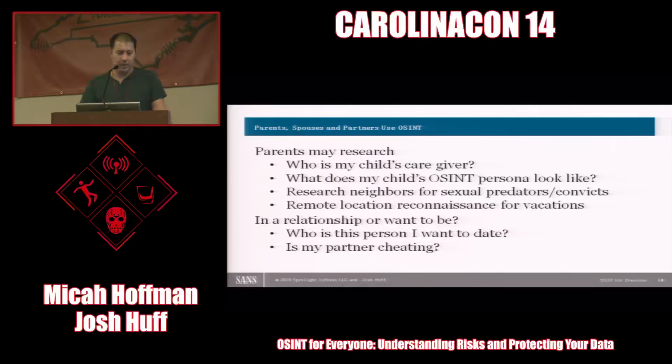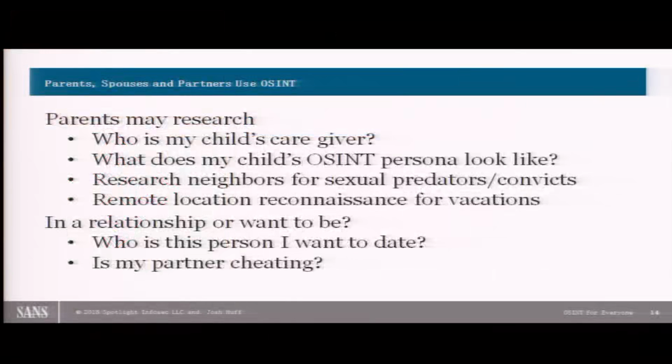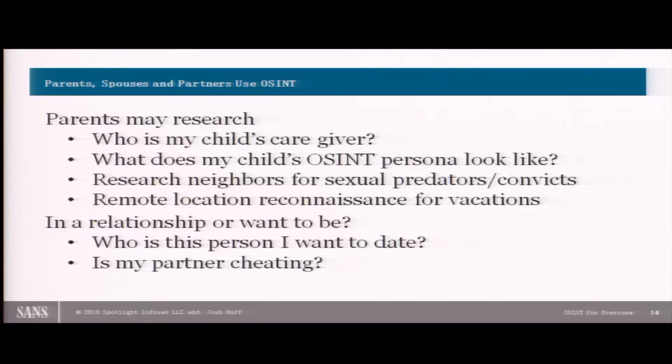It could be as simple as parents, spouses, or partners using it to check on the background of a babysitter. It doesn't have to be some high level investigation. If you just need to look up, is your neighborhood safe? Do you have sexual predators in the area? There are websites for that. You can do remote location reconnaissance before you go on a vacation. Everybody pretty much has done that. Jumped on TripAdvisor, pulled up a Google Street View and seen what your hotel is close to. Is there a giant biker conference going on at the same time?